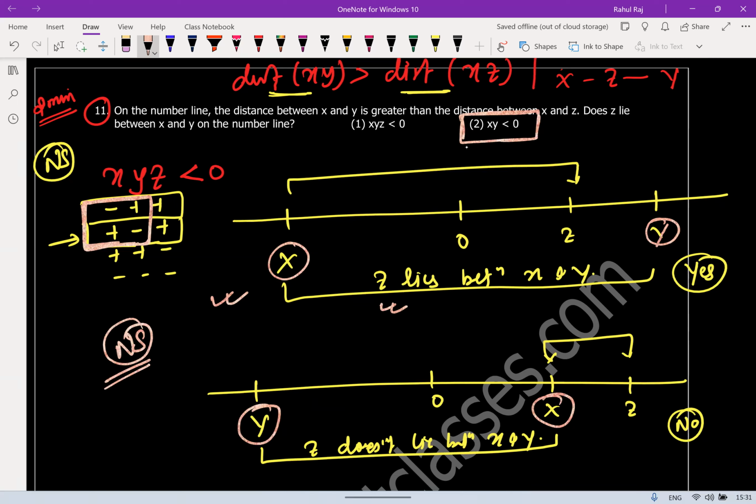Even if you combine both, you see that I have only played around with x and y. I have not even touched z at all. So you should get answer E.